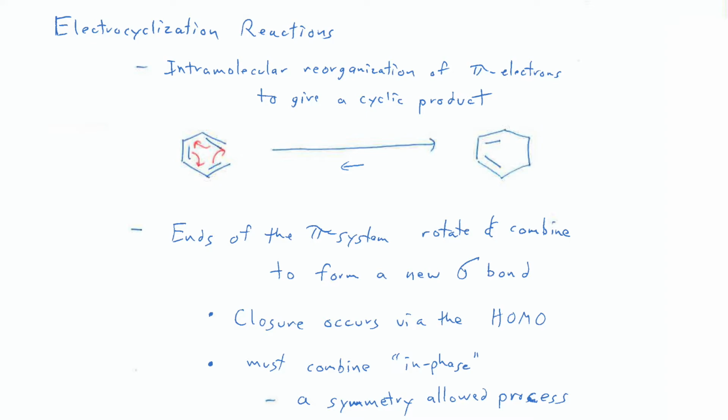In an electrocyclization, you have a conjugated pi system, and the two ends of that pi system combine to form a new sigma bond, closing up a ring. The two ends of that pi system have to combine in phase in order to make that bond, and they do so via a rotation. When the rotation brings these two ends together in phase, we consider that what's called a symmetry-allowed process.